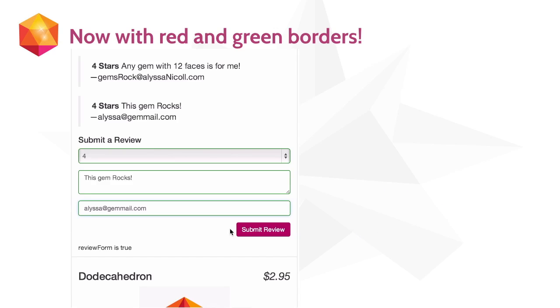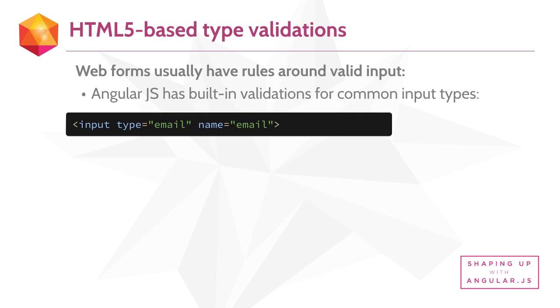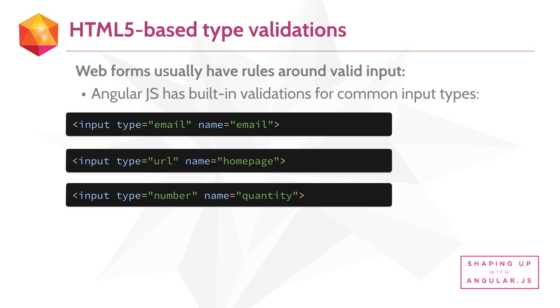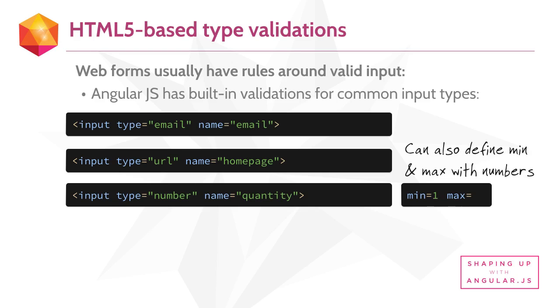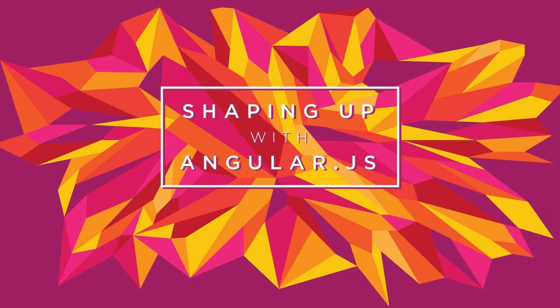It's kind of neat. As you see, Angular has built-in email validation, a lot like HTML5 form validation. It also can validate URLs or even numbers. And when you have a number, you can even specify a minimum and maximum. Time for you to try out validation, and I'll see you in level 4.